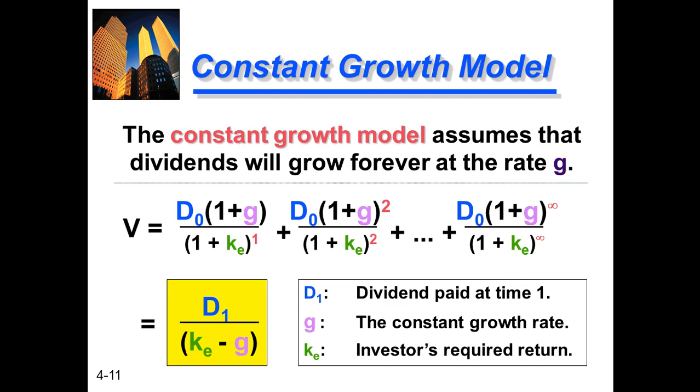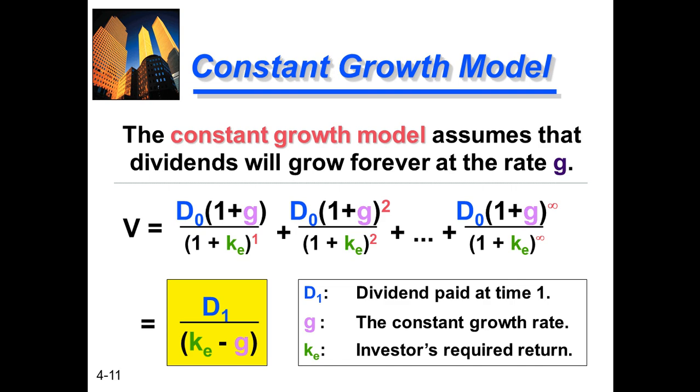For the second year, you are getting 1 plus growth, whole to the power of 2. For the third year, whole to the power of 3. For the 4th, for the 5th. As the life of this common stock is infinite, we reduce this formula to D1 divided by KE minus G. So it's the constant growth model formula.